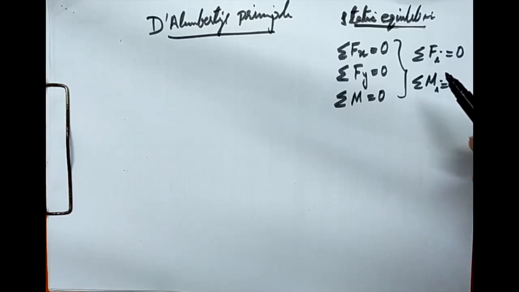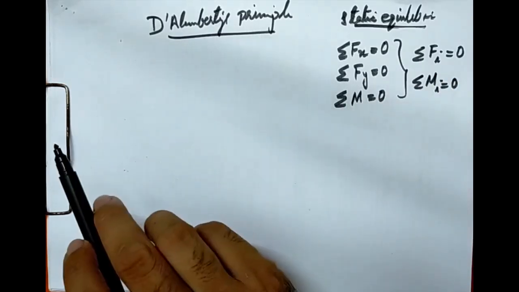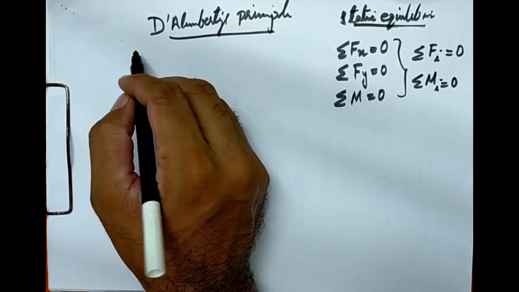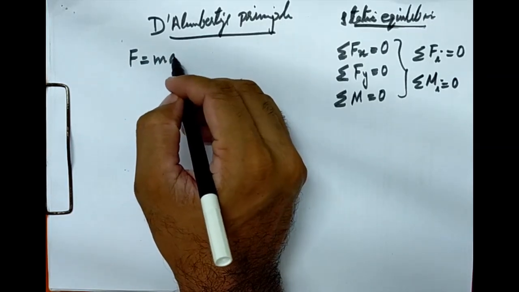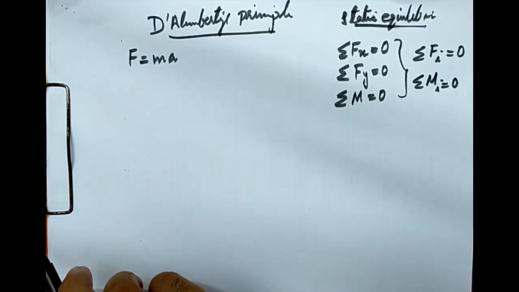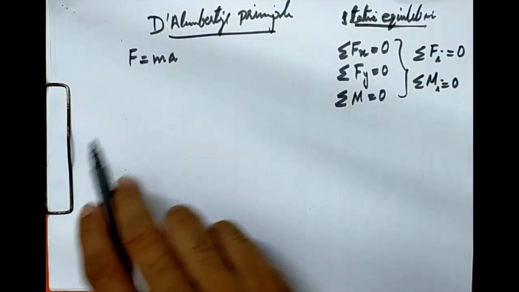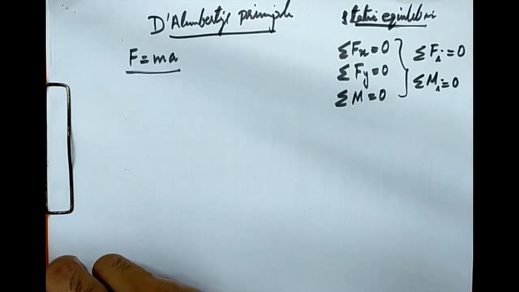But when the object is in motion, we can call the system as in dynamic equilibrium. That's what D'Alembert's principle talks about. It's basically derived from the second law of Newton, that is, we have F equal to ma. That is the basic condition we get from Newton's second law. So D'Alembert's principle is derived from this basic condition, that is F equal to ma.